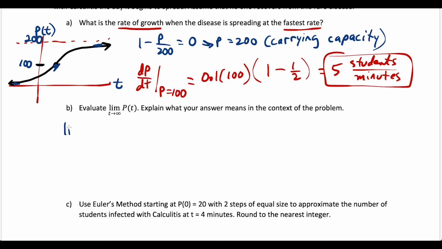Now for part B, we could use the sketch that we made up top to find the limit as t goes to infinity of P of t. You can see here, as t goes to infinity, our function is approaching the line y equals 200. So that's our limit, but we have to explain what this means in the context of the problem. This tells us that no more than 200 students are going to contract calculitis.